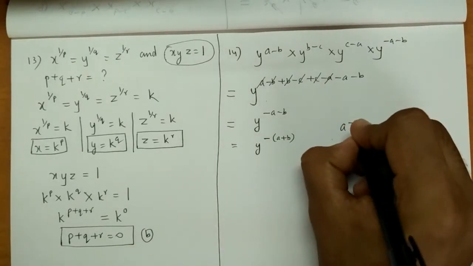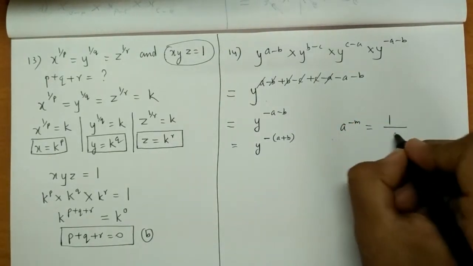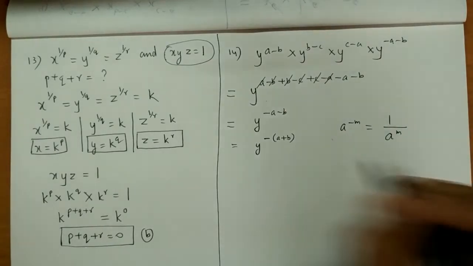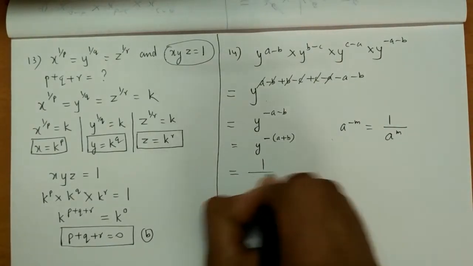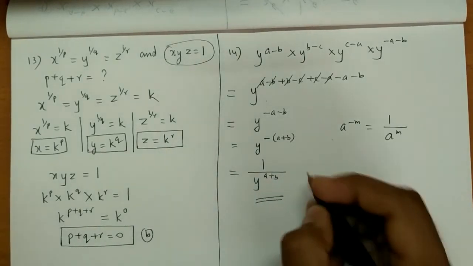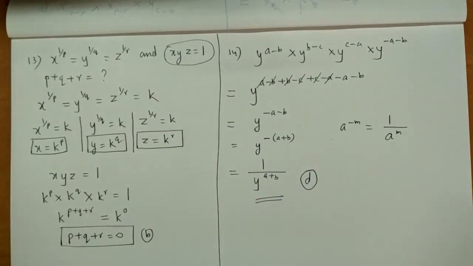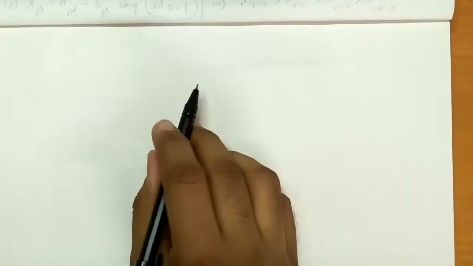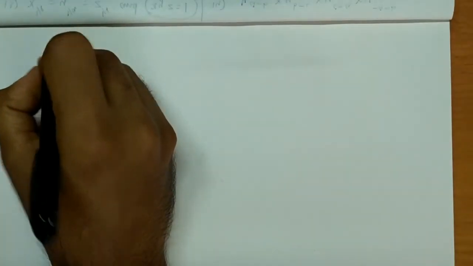Now we know the law of indices. A raised to minus m is 1 upon a raised to m. So this could be written as 1 upon y raised to a plus b. So the option is D. Okay, let's move to question number 15.